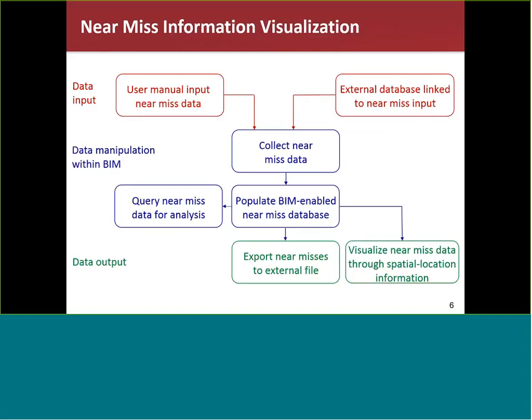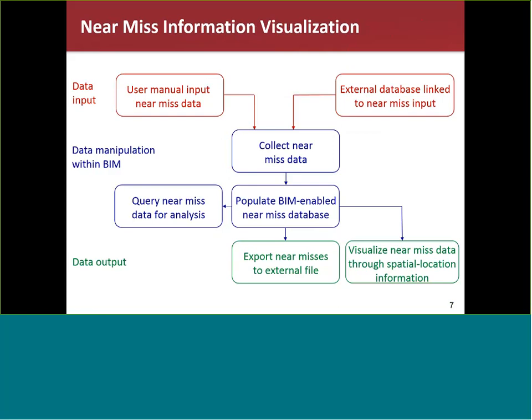This is a flow chart that shows our near-miss information visualization process. The red at the top shows data input. That can be user manual input, it can be from a supervisor's iPad, you can even go back to the traditional system where you take the near-miss reporting cards and input that data into the database, or you can have an existing external database that will link to our visualization tool.